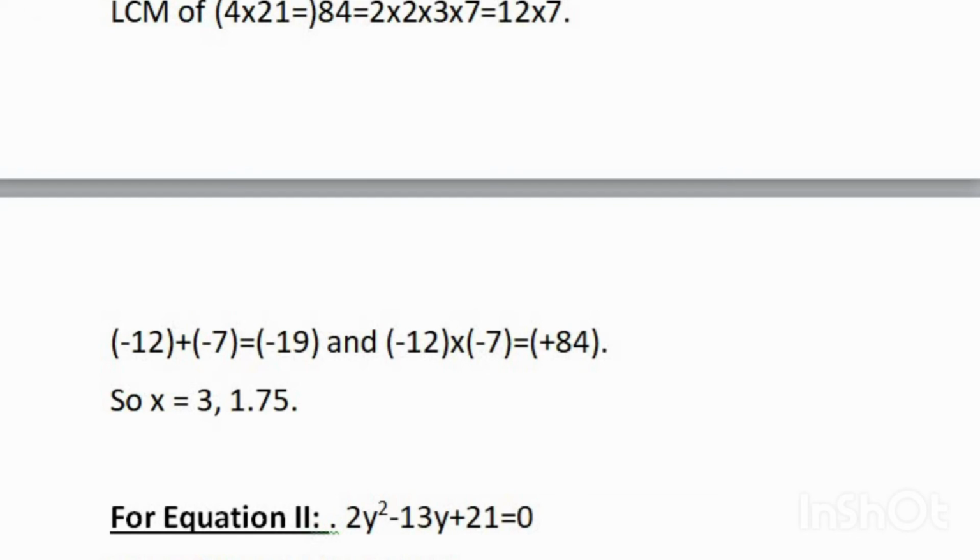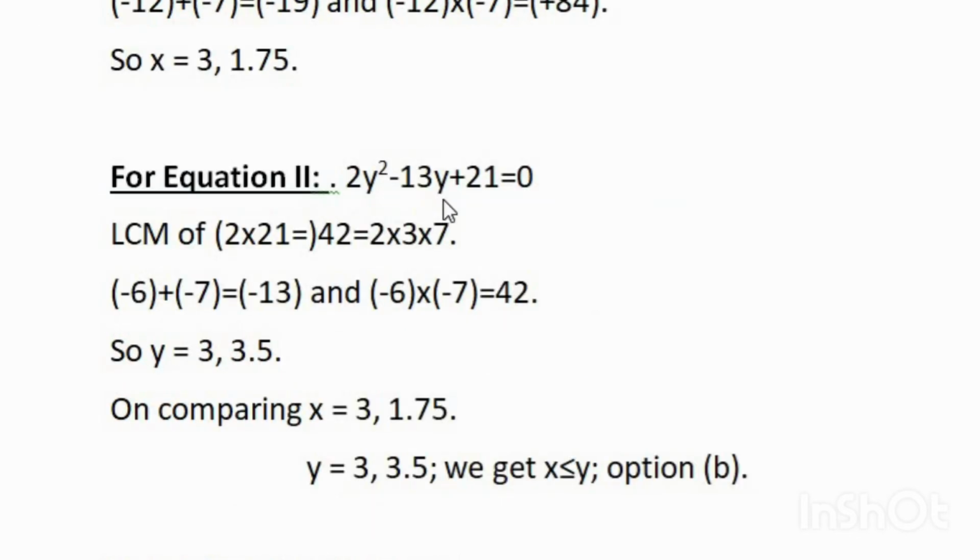Now we can consider equation 2. So in the equation 2y square minus 13y plus 21 equal to 0, multiply 21 into 2, you will get 42. Take the LCM of 42, you will get 2 into 3 into 7. Take 6 into 7. Because when you do minus 6 plus minus 7, you will get the middle term, minus 13, and when you multiply minus 6 into minus 7, you will get plus 42. Okay, so the numbers are minus 6 and minus 7. Take the opposite signs, so plus 6 and plus 7, divided by the y square term, that is 2. So plus 6 by 2 is plus 3, and plus 7 by 2 is 3.5. Understood? So the values of y are 3 and 3.5.